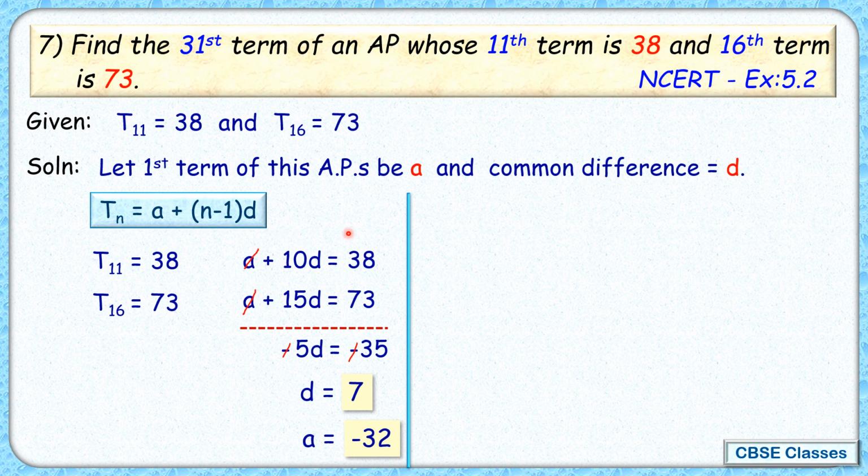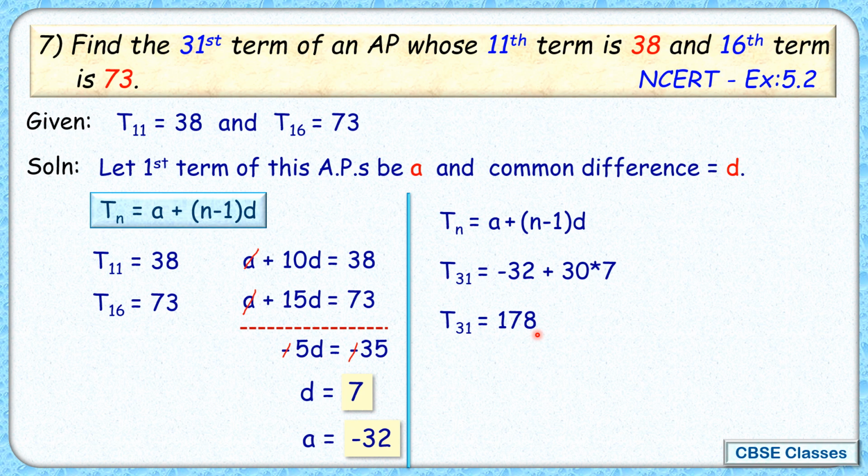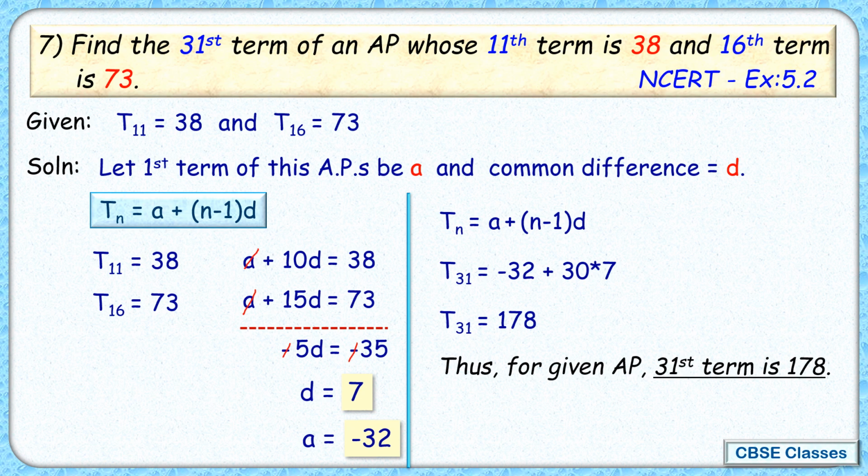So here now we have to find our 31st term. So again for that we'll use this nth term formula and putting here n as 31 and A as negative 32 and D as 7. So we'll get T31 is negative 32 plus, now 31 minus 1 is 30 and D is 7. Solving it, we'll get T31 as 178, and thus the 31st term in the given AP is 178, and that's our answer.